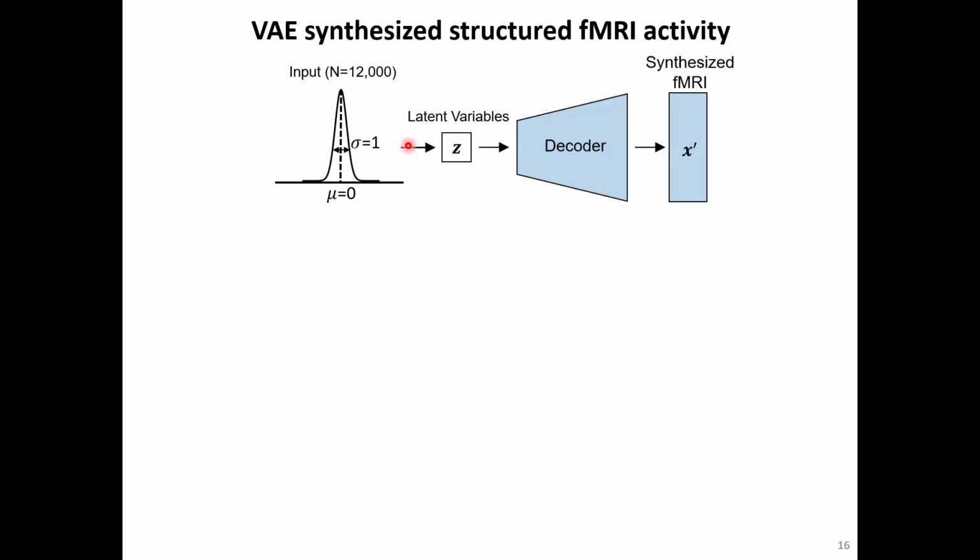And then we were curious, since this VAE model itself is a generative model, what is the meaning of generation from just a random signal? So basically, we took a totally random input, with zero mean and one standard deviation, as the latent variables, put it into the decoder, and synthesized meaningless random fMRI data.